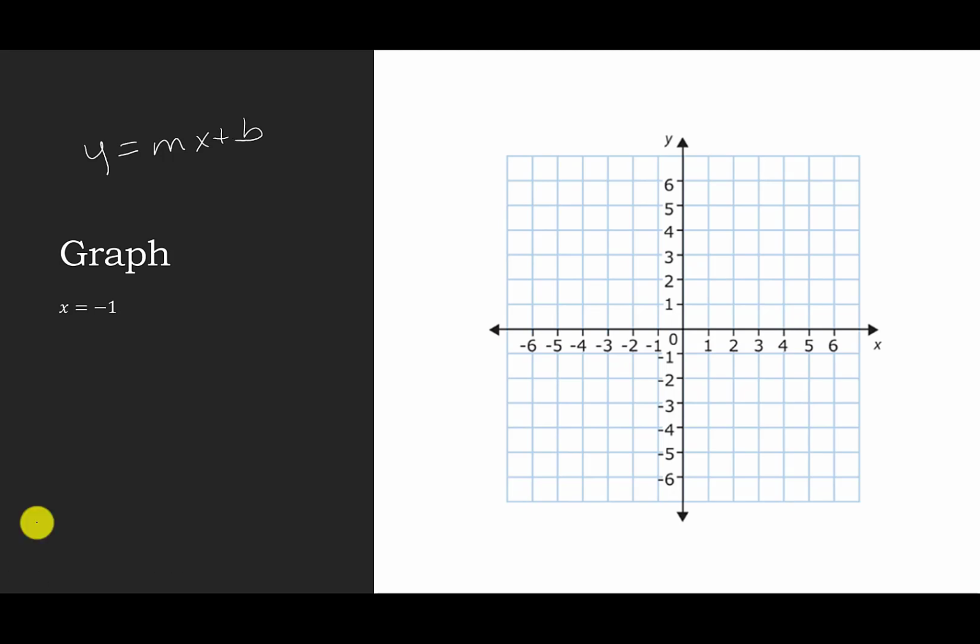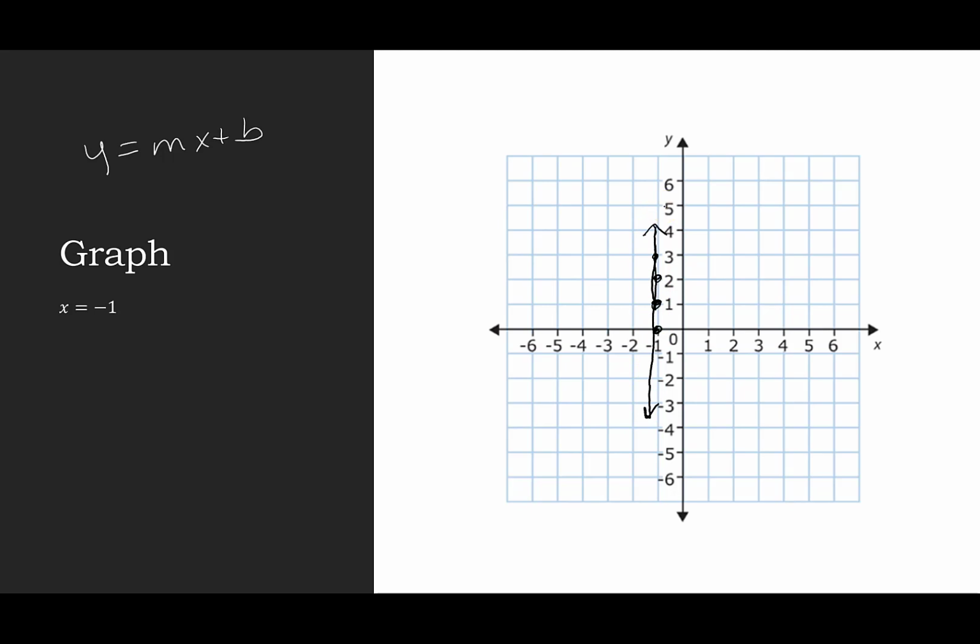Well, what this is saying is x is -1, and it says x is always -1. So I could have (-1, 0), (-1, 1), (-1, 2), (-1, 3). Hopefully you're getting the idea that x will always be -1, y can be whatever it wants to be. I can draw this line. It's supposed to be vertical, doing the best I can, not a good drawer. But you can see this is going up and down.